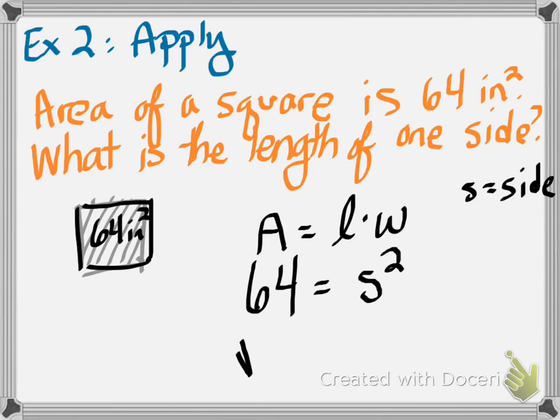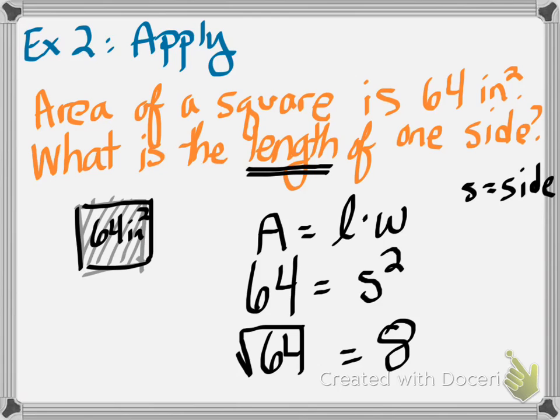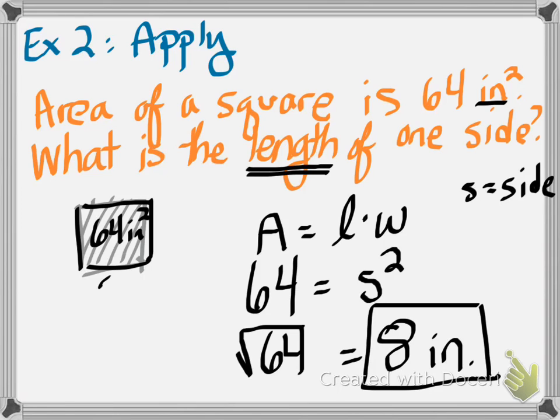So I want to find the square root of 64. And the square root of 64 is positive 8 or negative 8. But length can never be negative, so it's 8. I'm going to go back in the problem, and my units were inches squared, so the length of one side is 8 inches. Because if I have 8 inches on one side, 8 inches on the other, my area becomes 8 times 8, which is 64. Inches times inches is inches squared.